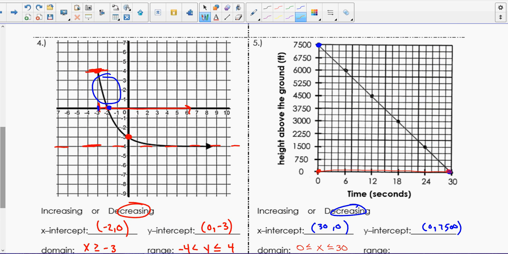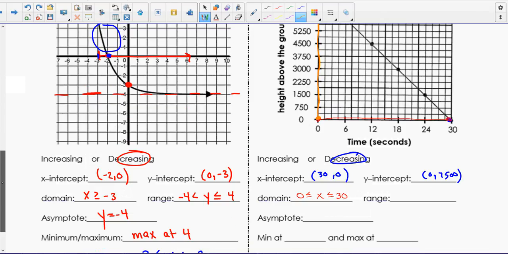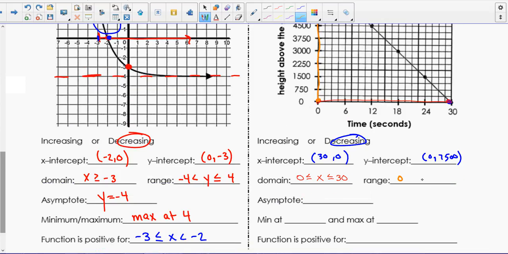So my height is going from here all the way up to here, so from 0 to 7,500. So all values between 0 and 7,500, talking about y. I have a height of 0 and I have a height of 7,500, so in those cases I need to equal for both. Okay. My asymptote, there is none because this is a linear function.